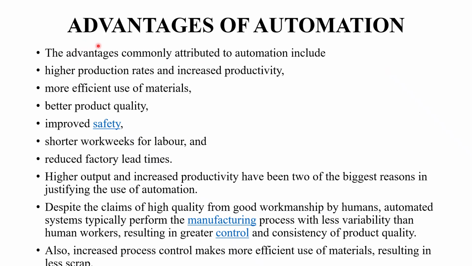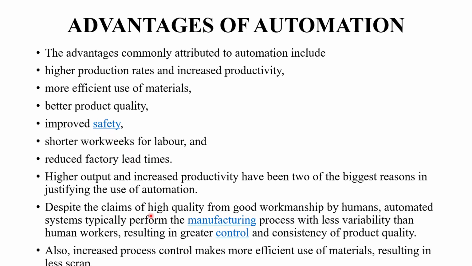So with this evolution, it is very clear what the advantages of automation are. By means of automation, one can achieve a higher production rate and increased productivity. Next is more efficient use of materials, and by means of that, better product quality can be ensured, improved safety, shorter work weeks for labor, and reduced factory lead times. Higher output and increased productivity have been two of the biggest reasons in justifying the use of automation.